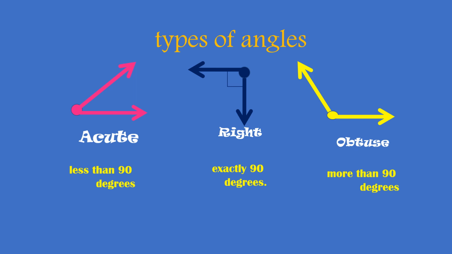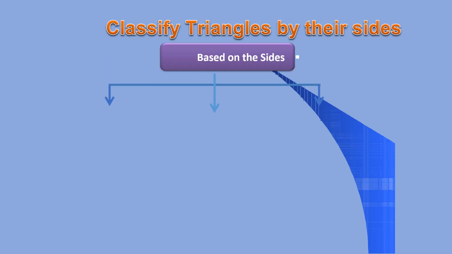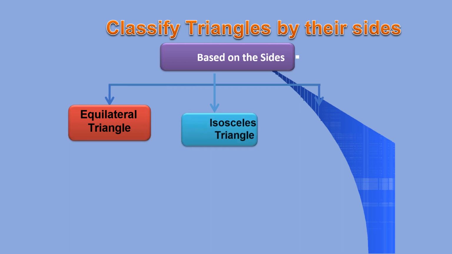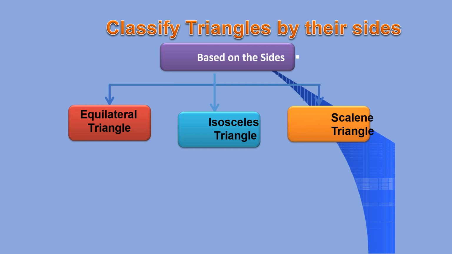But before taking the classification according to the angles, let's know that there are two classifications. The first classification is according to the sides of the triangle. According to the sides of the triangle, there are three types of the triangle. The first one is called equilateral triangle. The second one is called isosceles triangle. And the third one is called scalene triangle.